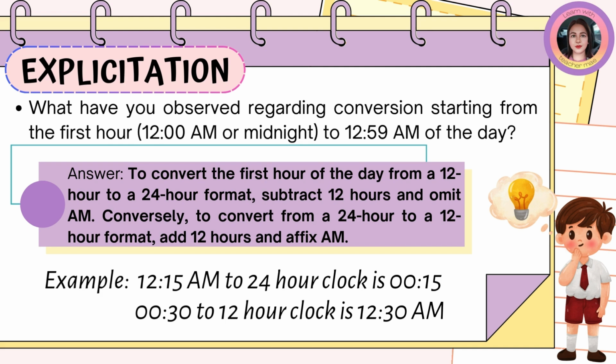For example, 12:15 a.m. to 24-hour clock is 0:15. 0:30 to 12-hour clock is 12:30 a.m.